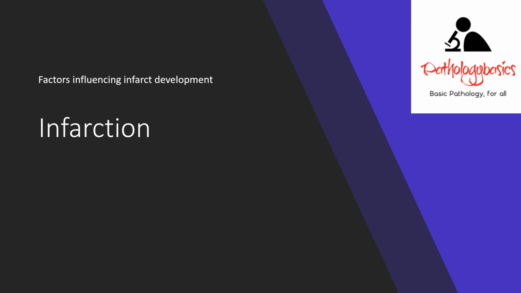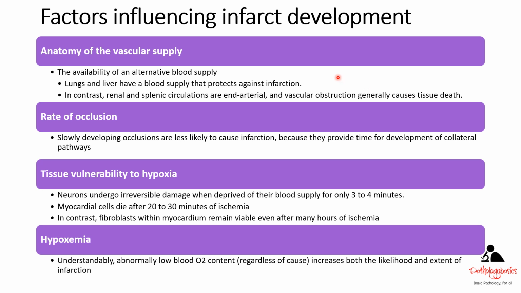What are the factors that influence infarct development? So infarct development, how much infarction will happen, how much it will last, whether it will be a red or a white infarct, it will all depend upon certain factors. These factors are anatomy of the vascular supply, the rate of occlusion, whether it is happening suddenly or slowly, tissue vulnerability to hypoxia, that is certain tissues develop infarction quickly and certain tissues develop slowly.